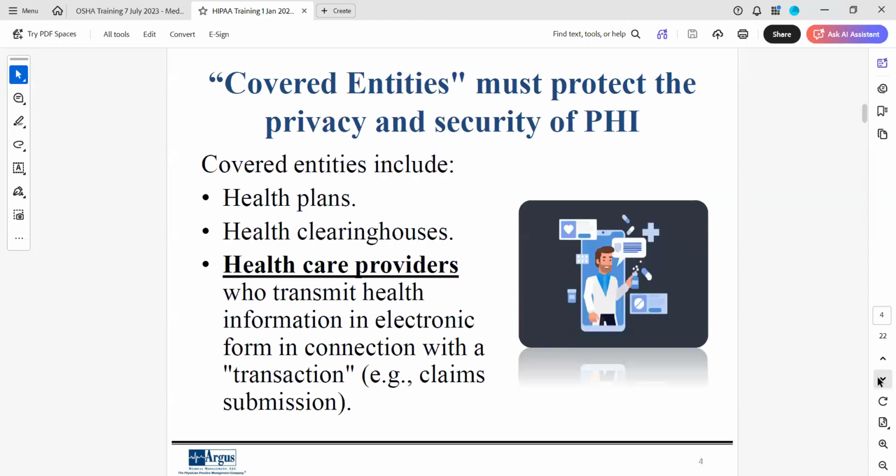What is a covered entity? A covered entity includes a health plan, a health clearinghouse, and all of us as healthcare providers who transmit health information in electronic form in connection with a transaction, such as a claim submission.